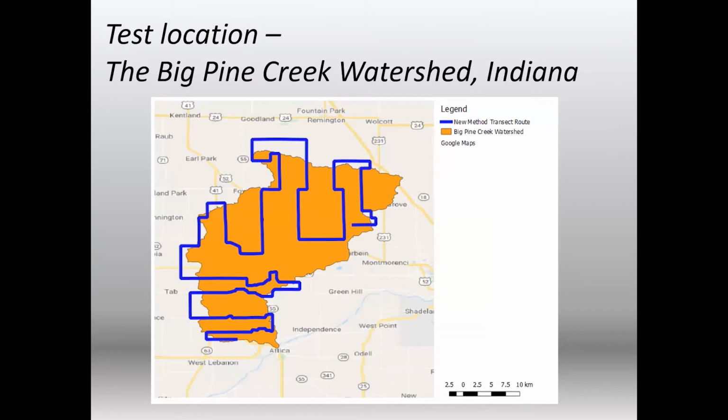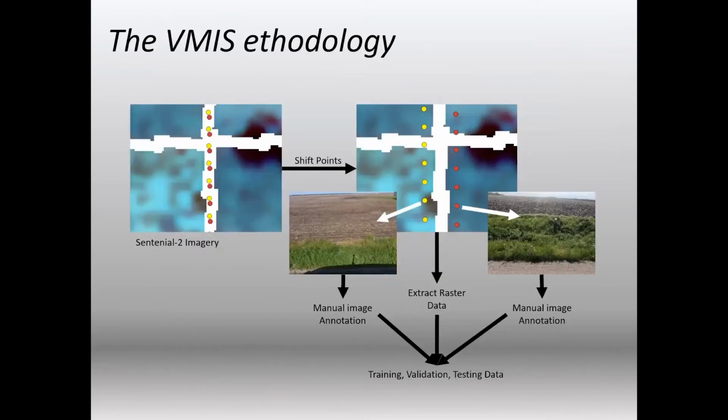So Jeff drove his car along the blue route, as you see there, covering a large extent of that watershed. And I will say this route is not random. This is designed to target places where we know specific practices are being implemented, so we get a relatively stratified view of the different types of practices in the watershed.